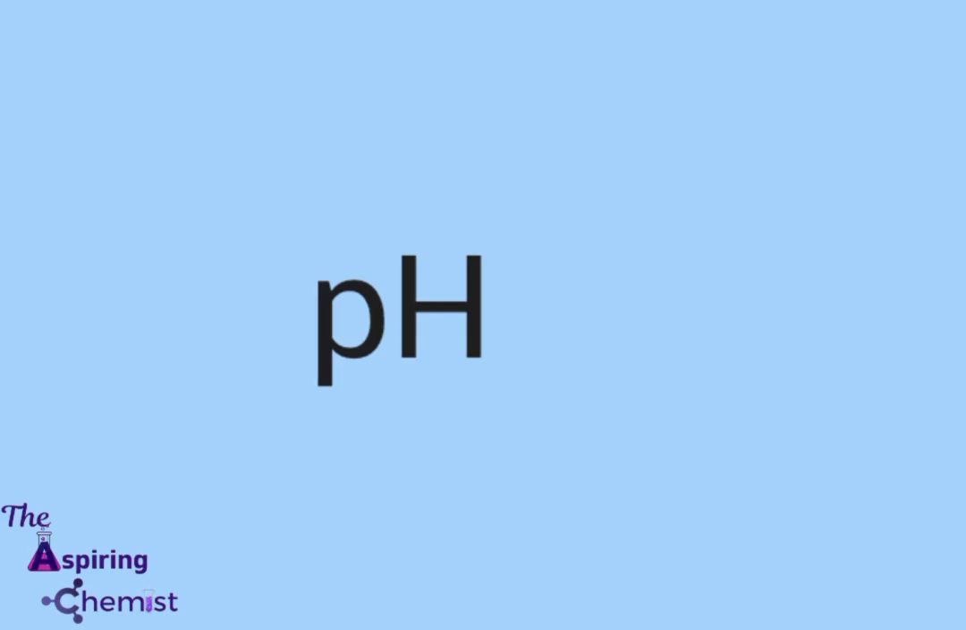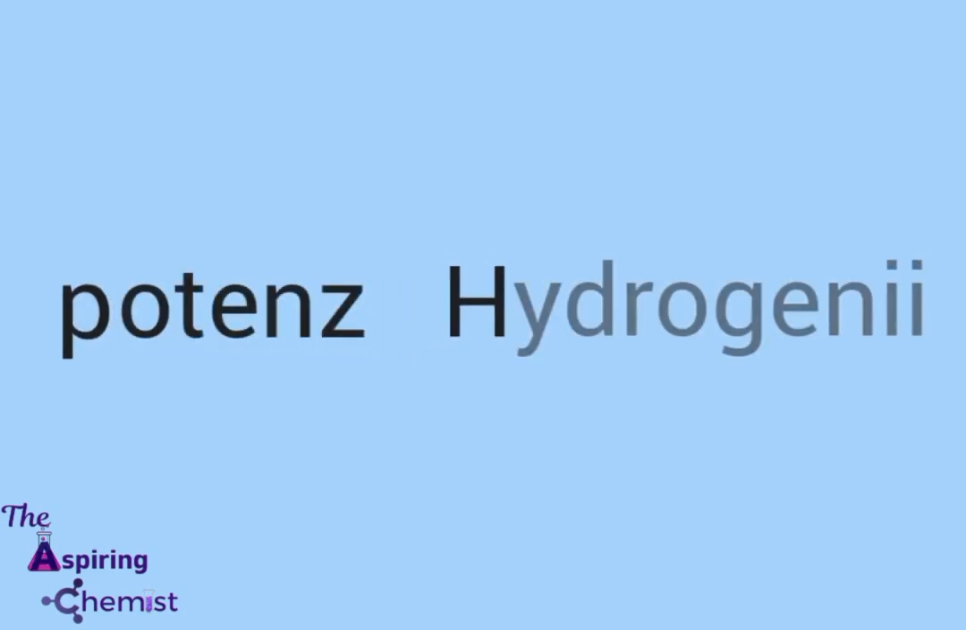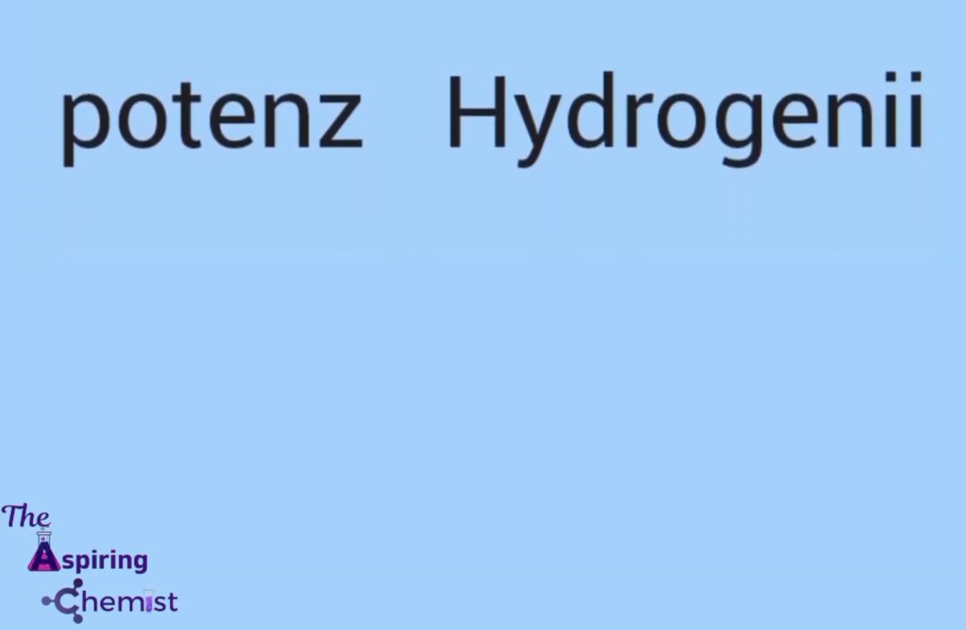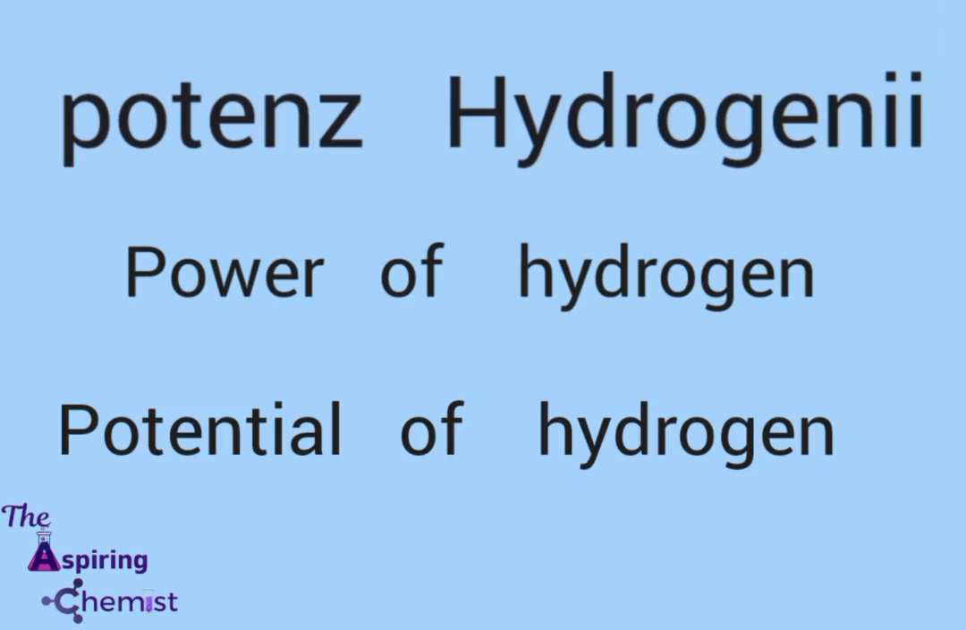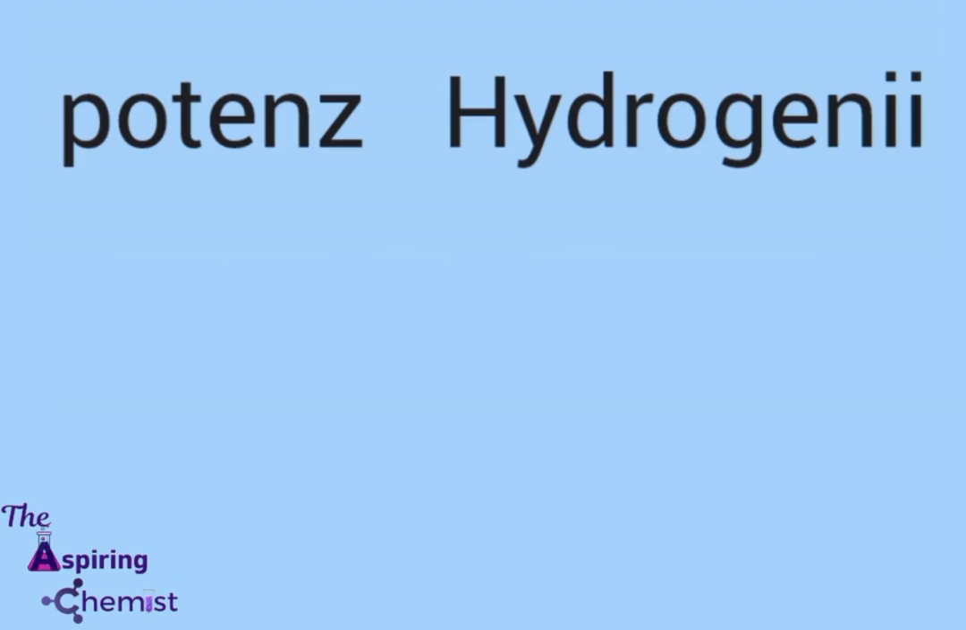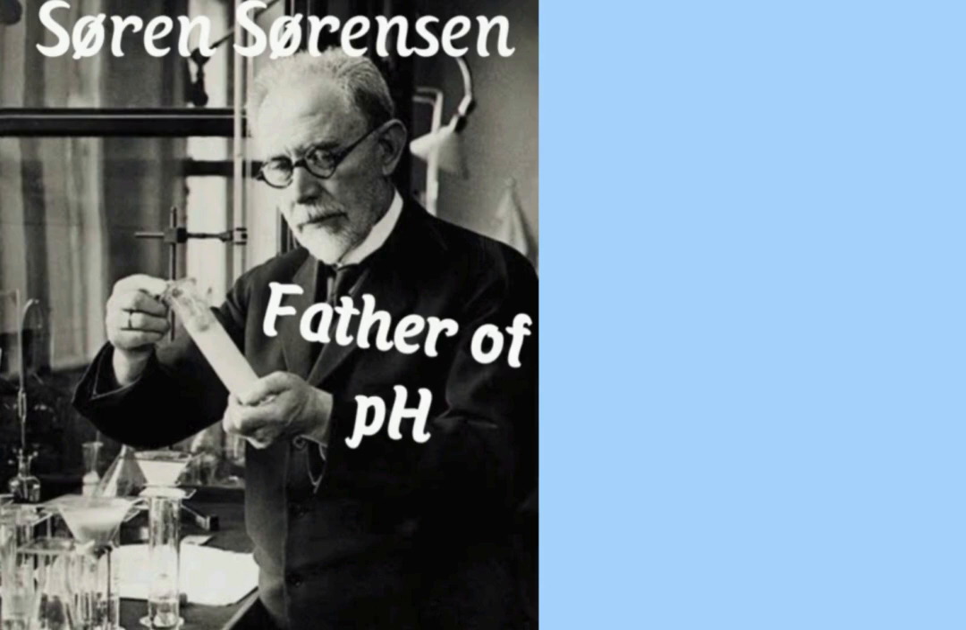Well, pH is the Latin abbreviation for potenz hydrogenii. That's not speaking Latin. Well, when this abbreviation is translated into English, it means power of hydrogen or potential of hydrogen. And this pH was brought about by the father of pH, Sorensen. The name is so funny.